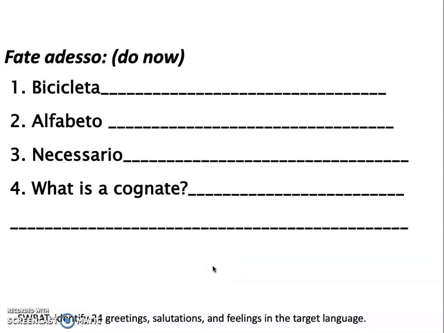Yeah, so today we're going to learn how to express greetings and feelings in Italian. Just to get started, let's think of the cognates that we previously learned. What do you think bicicletta means? Bicicletta is bicycle.